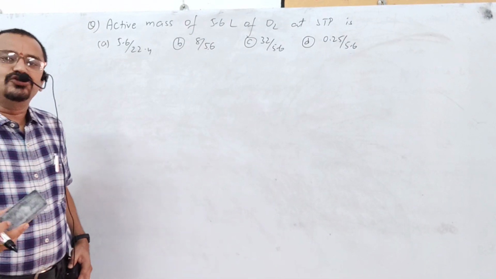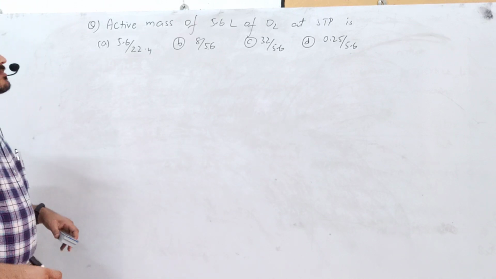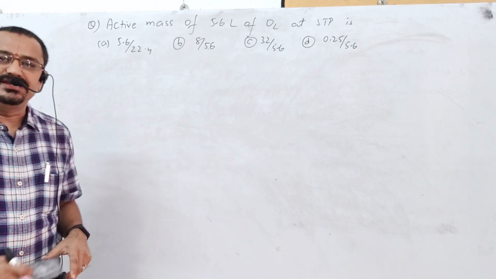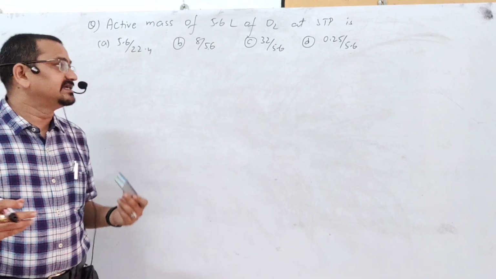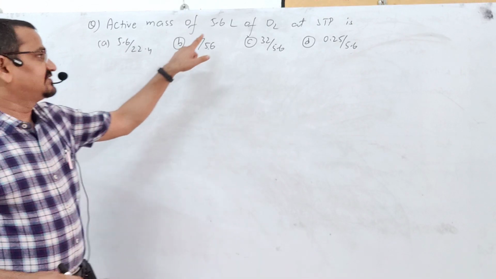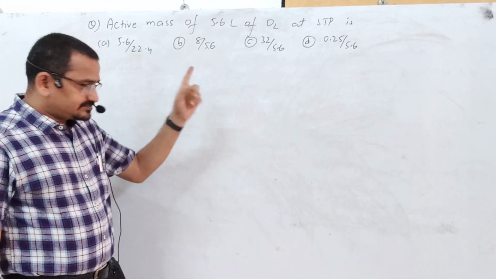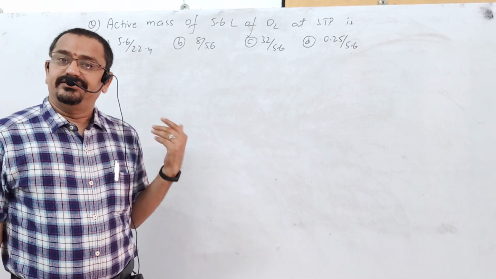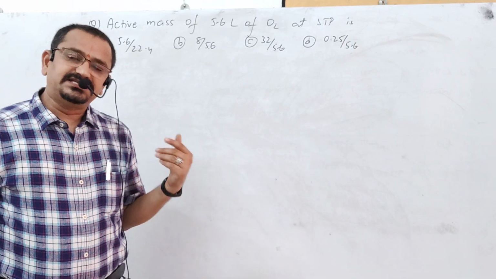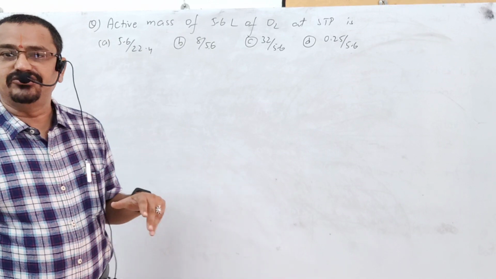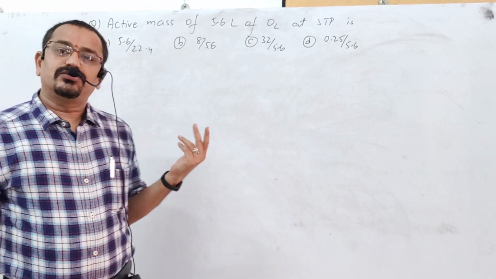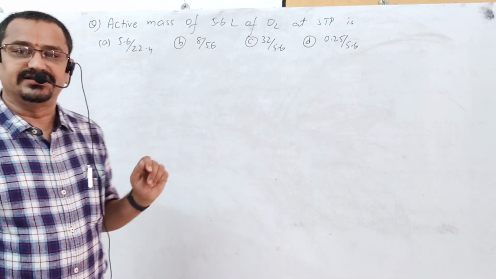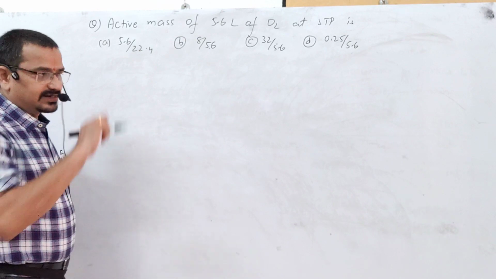Now, this is another numerical from equilibrium. Active mass of 5.6 liters of oxygen at STP is. From this 5.6 we can understand that this numerical is based on old STP conditions. Already in the stoichiometry chapter we discussed old STP conditions, new STP conditions according to IUPAC both. Old STP molar volume is 22.4 liters, new STP IUPAC molar volume is 22.7 liters. Okay, this is according to old STP conditions.